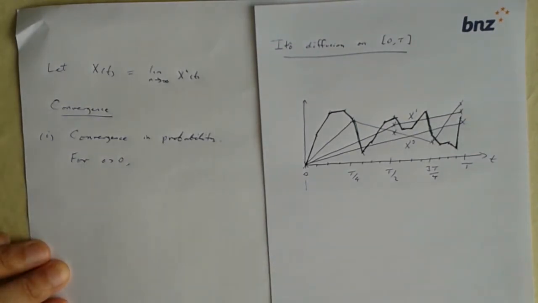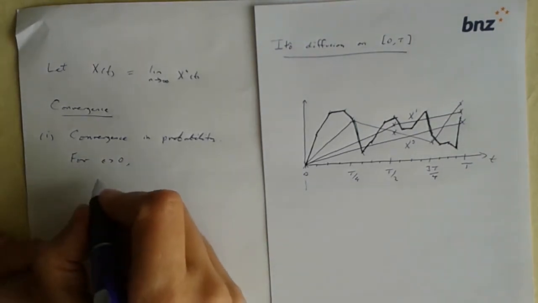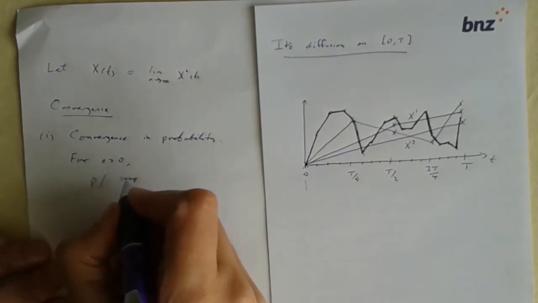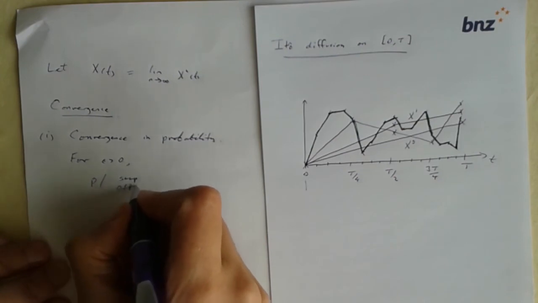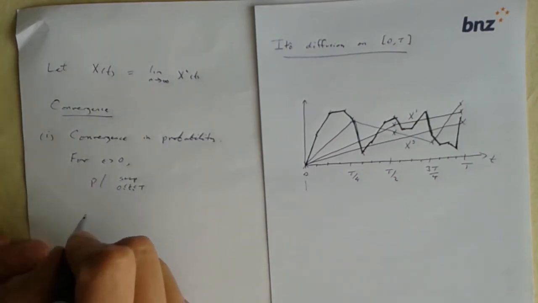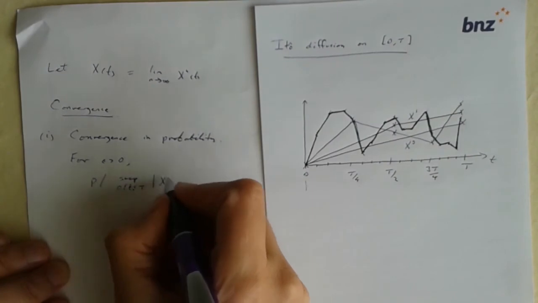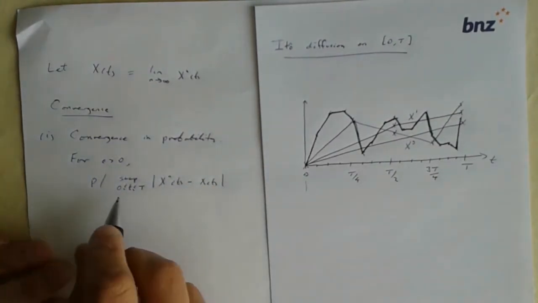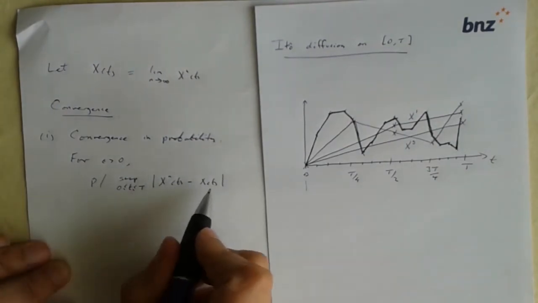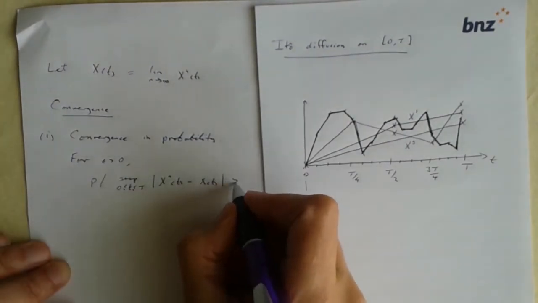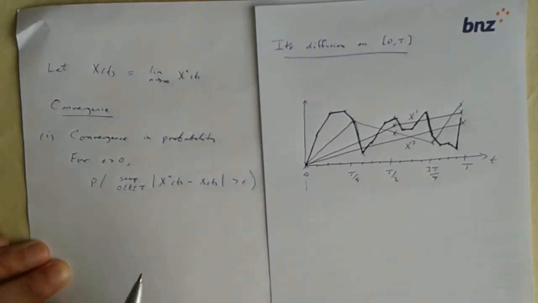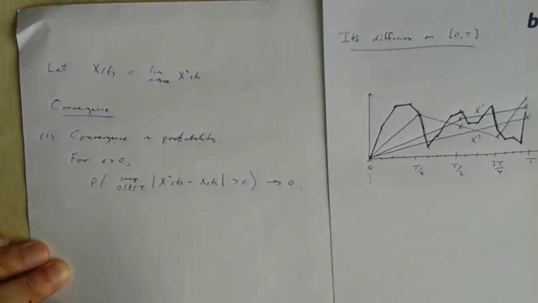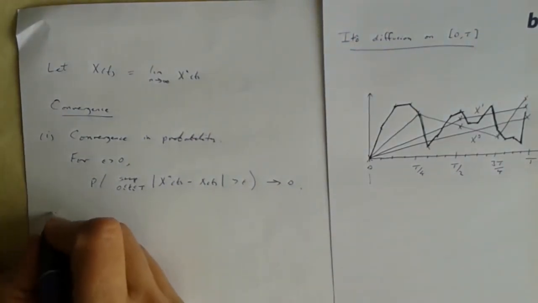And this just says for any small quantity epsilon greater than 0, the probability of making a large error, which is to say this is the sup, that is the maximum or supremum, so the maximum difference between the approximation and the supposed limiting process, the probability that that's anywhere greater than epsilon should converge to 0. That's convergence in probability.